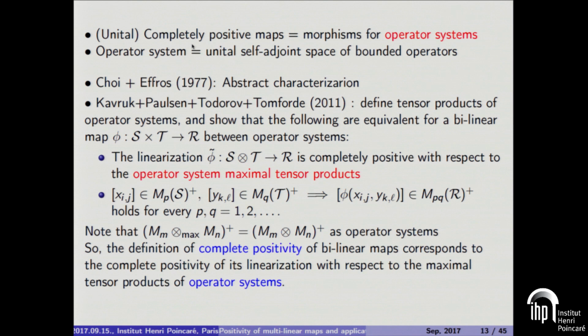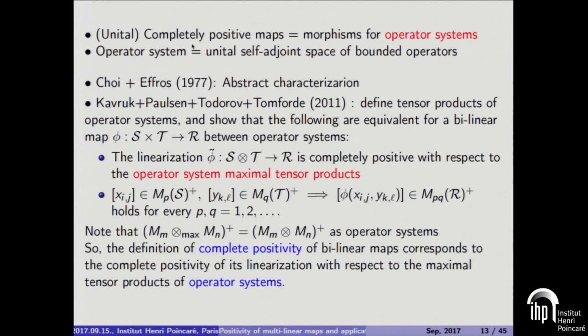And Paulsen's group already defined the tensor product of operator systems and showed that the following two statements are equivalent. The linearization is completely positive with respect to the operator system maximal tensor product if and only if this kind of statement holds. So this statement looks like a definition of complete positivity for the linear maps itself. Actually, the positive cone of the maximal tensor product of the operator systems of matrix algebras is nothing but the usual positive cone of the tensor product of matrix algebras.